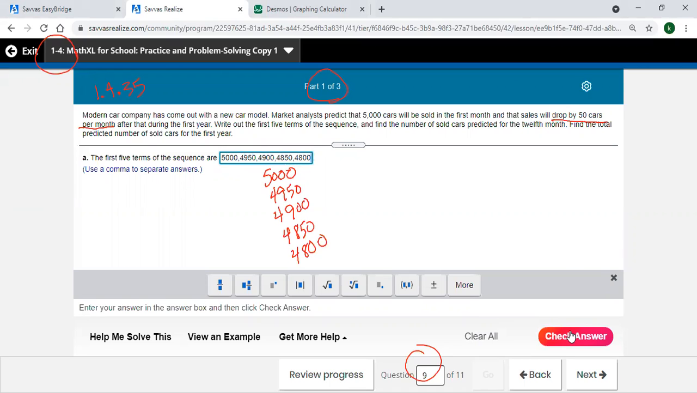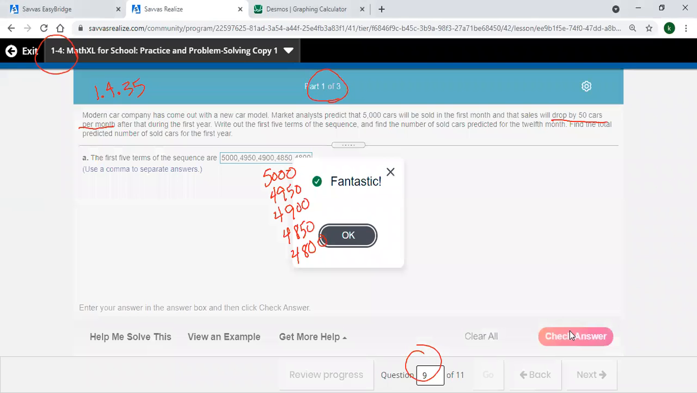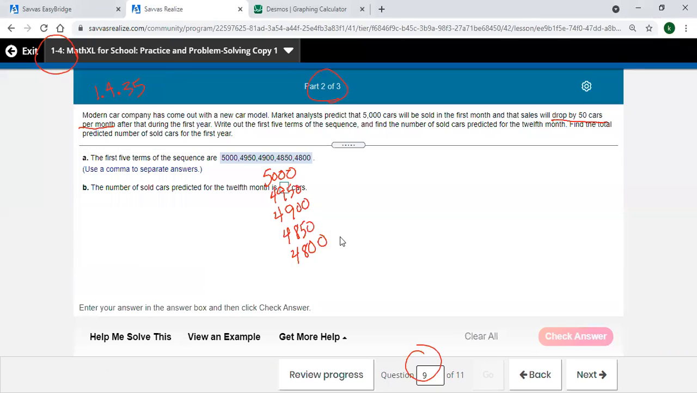All right, let's check that. So far, so good. All right, let's get those numbers off here, clean off my space. And the next question, the number of cars predicted for the 12th month then.